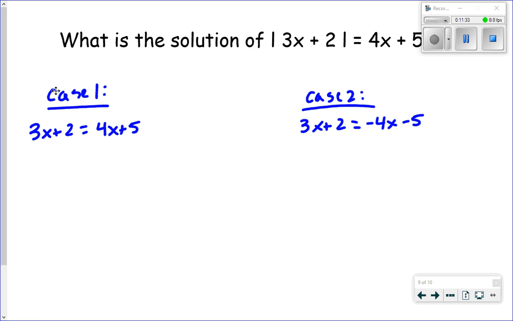So for case 1, I'm going to get my x's together first. So I'm going to subtract 3x from both sides. 4x minus 3x is x. And now I need to get x by itself, so I need to subtract 5 from both sides. 2 minus 5 is negative 3.